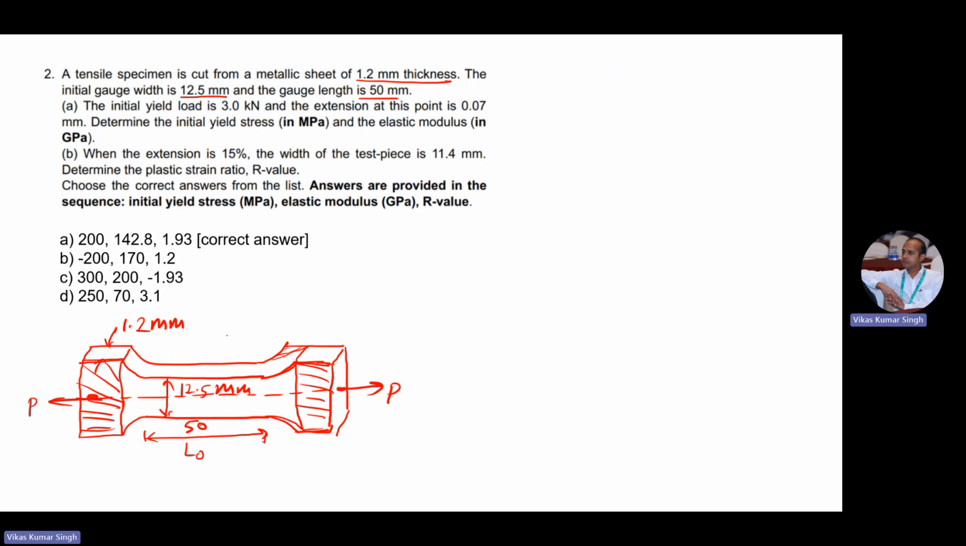If there are sharp edges here, high stress will be there, and because of that high stress, the material will fail at that point. But our intention is to fail the material in the middle of these two points. So our intention is here somewhere in this region. So we have to make the sample in such a way that the material will fail in this region.